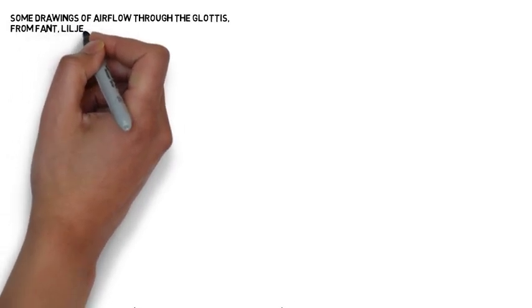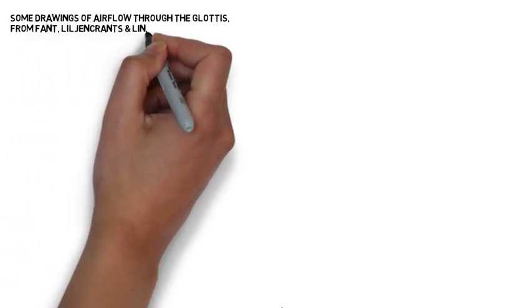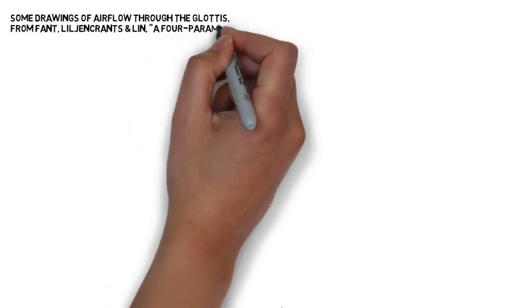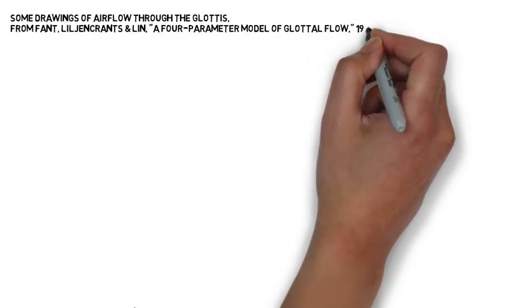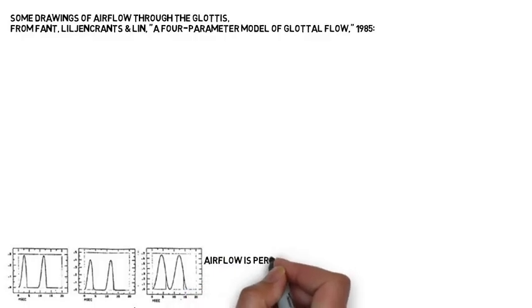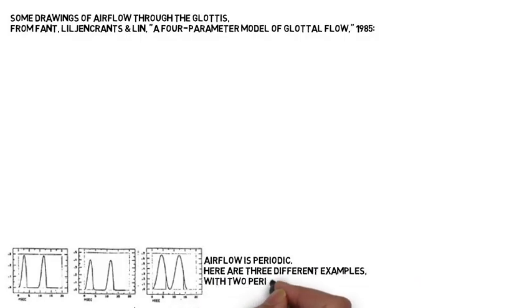And so in order to show you the way this periodic signal works, I'm going to show you some drawings of airflow through the glottis that were drawn by Gunnar Fant, Johan Liljencrants and Qiguang Lin in their paper in 1985. So these are all drawings that I've cut out from that paper. First of all, here are some drawings of airflow through the glottis, and you can see that the airflow is periodic. These are examples with periods between 8 and 10 milliseconds. So this is a model of a male vocal folds.